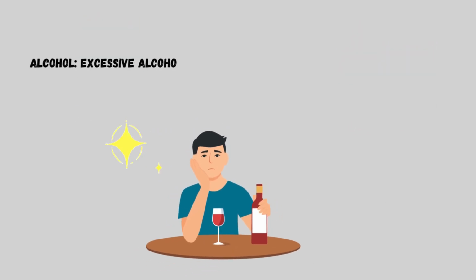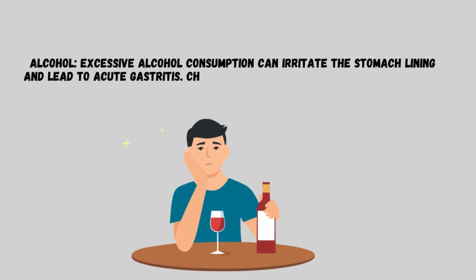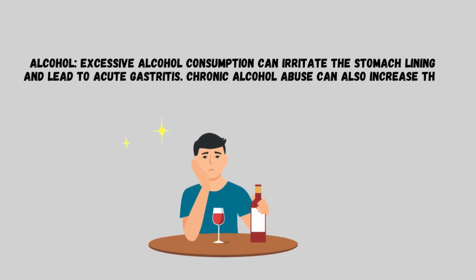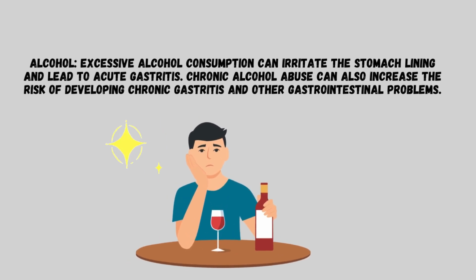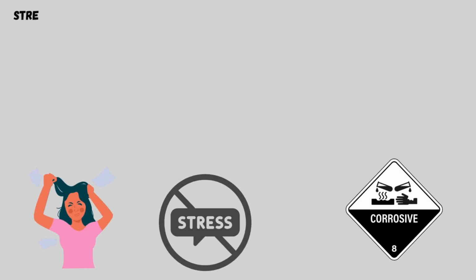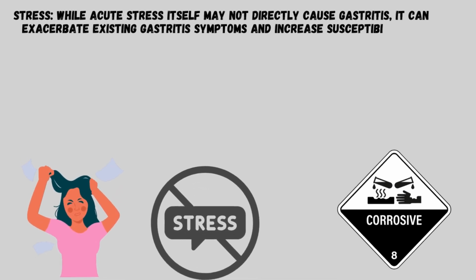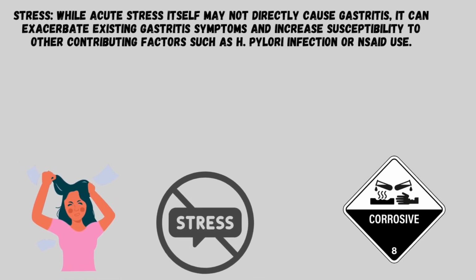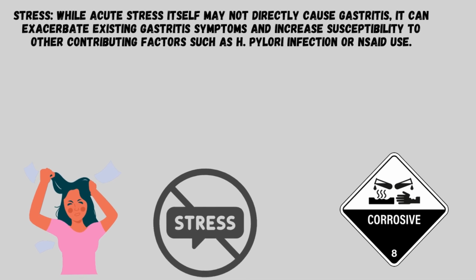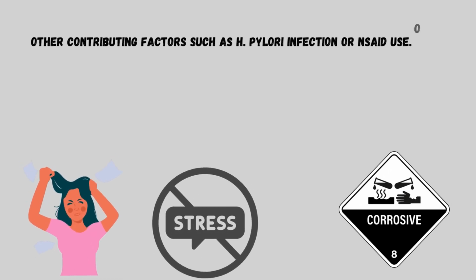Alcohol. Excessive alcohol consumption can irritate the stomach lining and lead to acute gastritis. Chronic alcohol abuse can also increase the risk of developing chronic gastritis and other gastrointestinal problems. Stress. While acute stress itself may not directly cause gastritis, it can exacerbate existing gastritis symptoms and increase susceptibility to other contributing factors such as H. pylori infection or NSAID use.